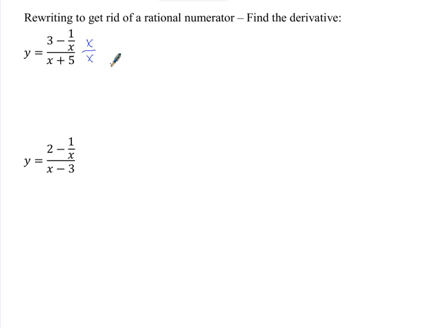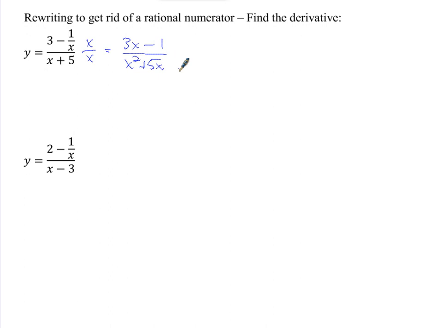X divided by x is just a fancy 1. So I'm not changing anything. I'm just kind of reformatting the way this thing looks. Once I do that and I distribute this x in, I wind up with 3x minus what? 1. Yeah, x over x right here turns into 1. Then over, I distribute that x in and I get x squared plus 5x.